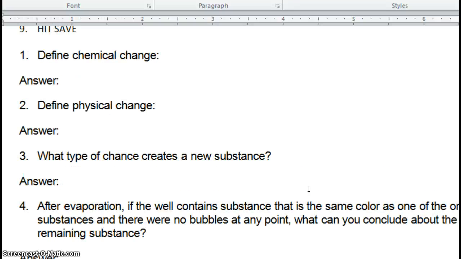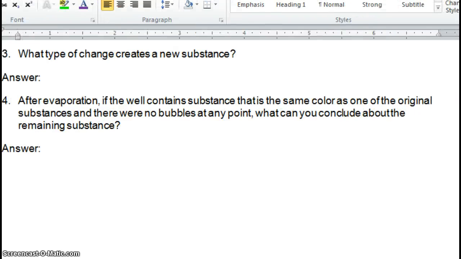And then these are the major questions of the lab. Question one, define chemical change. The second question, define physical change. The third question, what type of change creates a new substance? And question number 4, after evaporation, if the well contains substance that is the same color as one of the original substances, and there were no bubbles at any point, what can you conclude about the remaining substance?